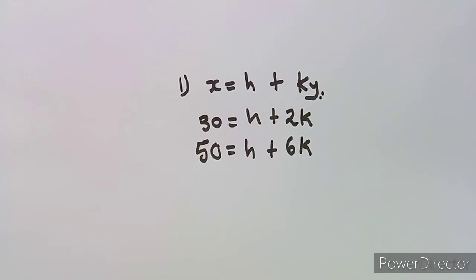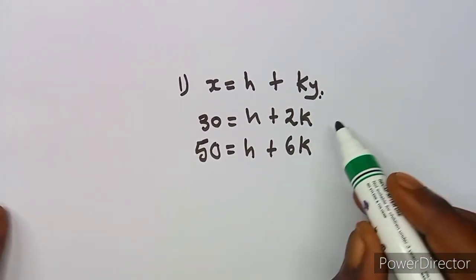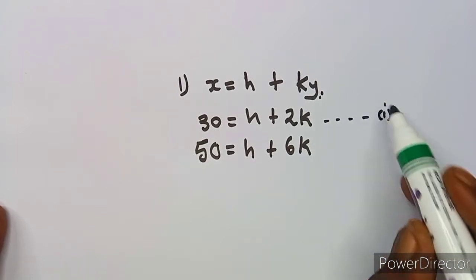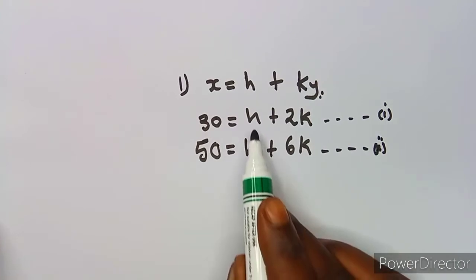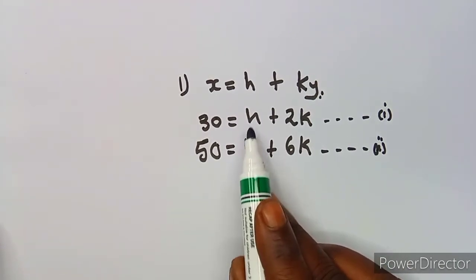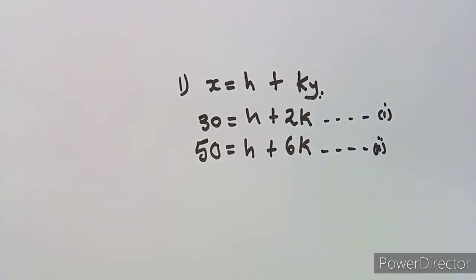So how can I now find the relationship of X and Y? I have to solve for H and K. How can I solve for H and K, guys? These are now simultaneous equations, where you have equation 1 and equation 2. As you can see here, H and H are actually the same, so you can use the elimination method. You can eliminate H because they're the same.